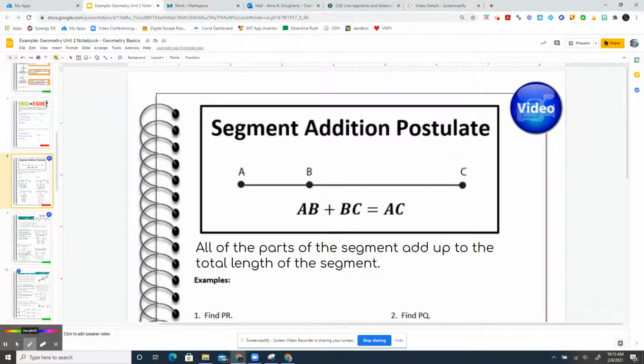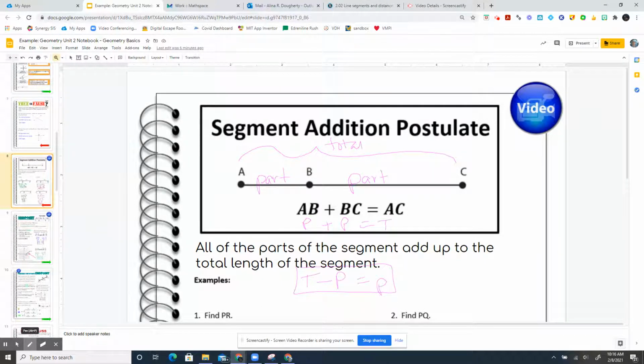So you want to get your notebook out here, not just the digital one, but get out your paper notebook and take some notes here. So AB is the small part, and BC is the big part, and then AC is the total. So basically the part plus the other part equals the total. We can reorder that and have the total minus one of the parts equals the other part.